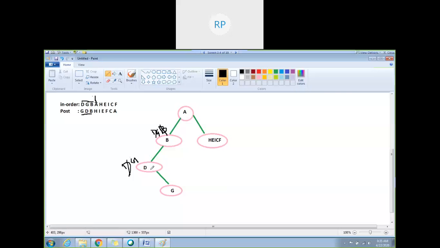And in order to find left and right, I'm checking in order traversal. I'm checking only D and G. D I have chosen as root node, and I'm checking what are the left elements and what are the right elements. No left elements, so only the right element, that is G. So I have chosen G as my right element. Guys, is it clear now?